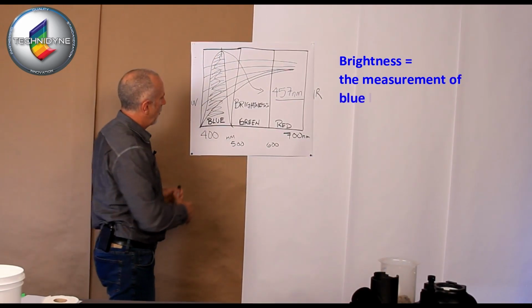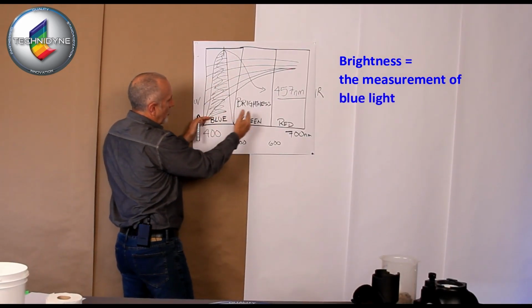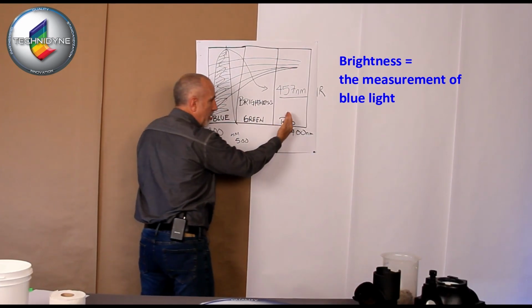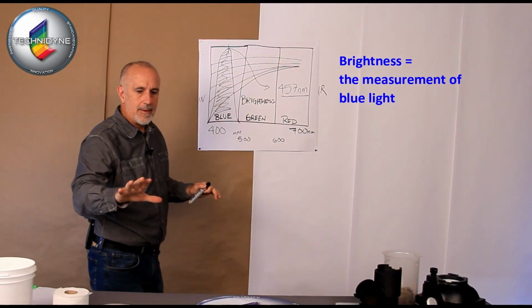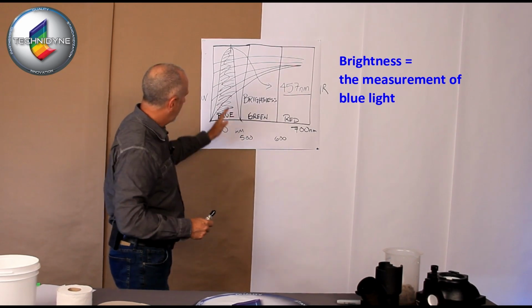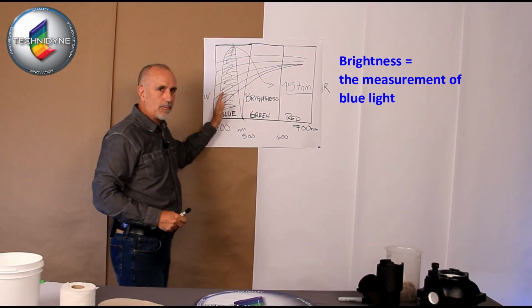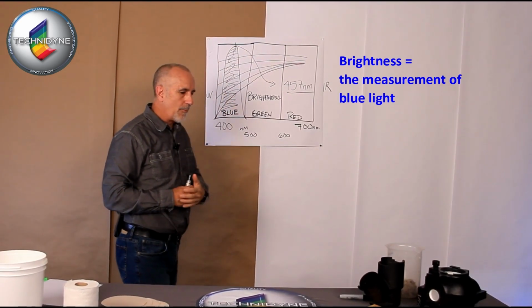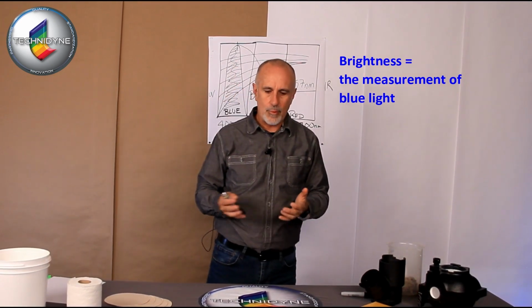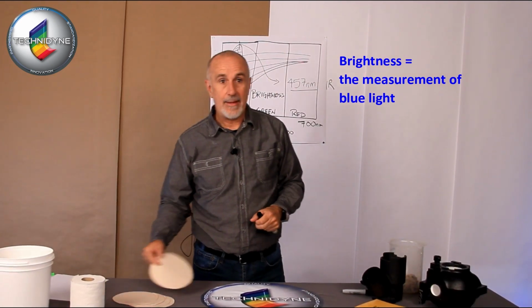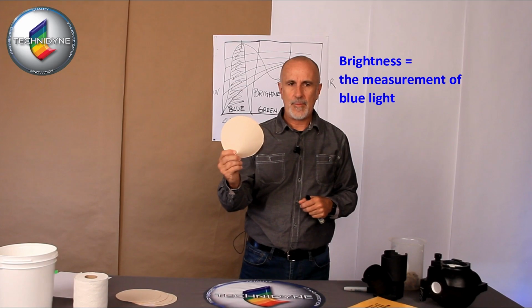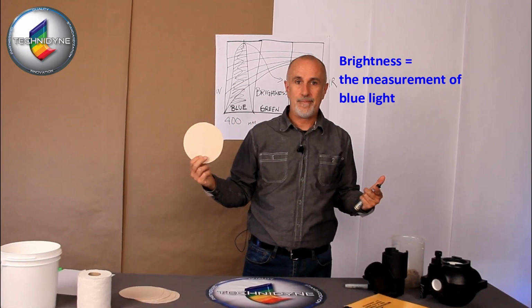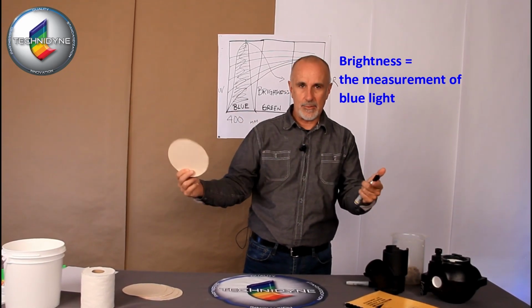Think about this though. If you're measuring here, do you see the green or the red energy? No, you're not seeing that. Brightness is only looking at the sample's ability to reflect blue light. And so if we could come up with one basic definition of brightness, it is that. It is the ability of a sample to reflect blue light energy. And that defines brightness as we use it today.